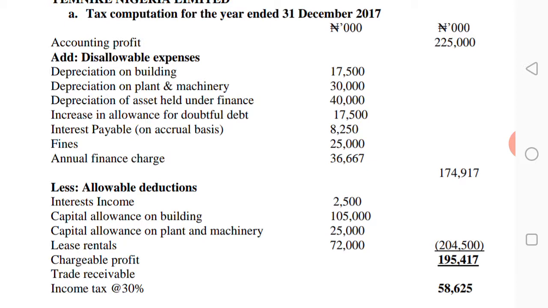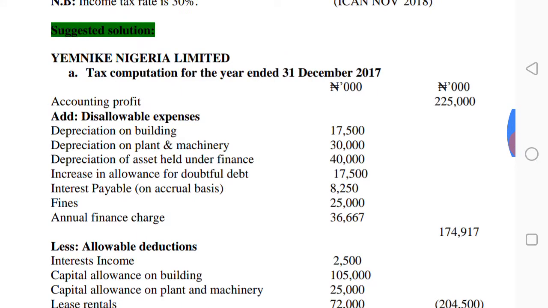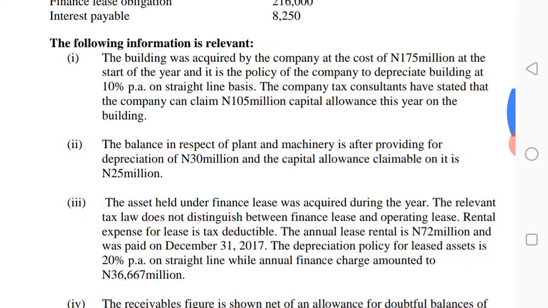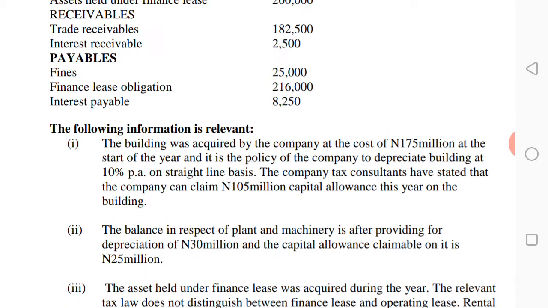Now the allowable deduction will be, one, the interest income. So we list the interest income. Remember that in accounting, income increases our profits, and this interest income is a disallowable income for the tax computation.